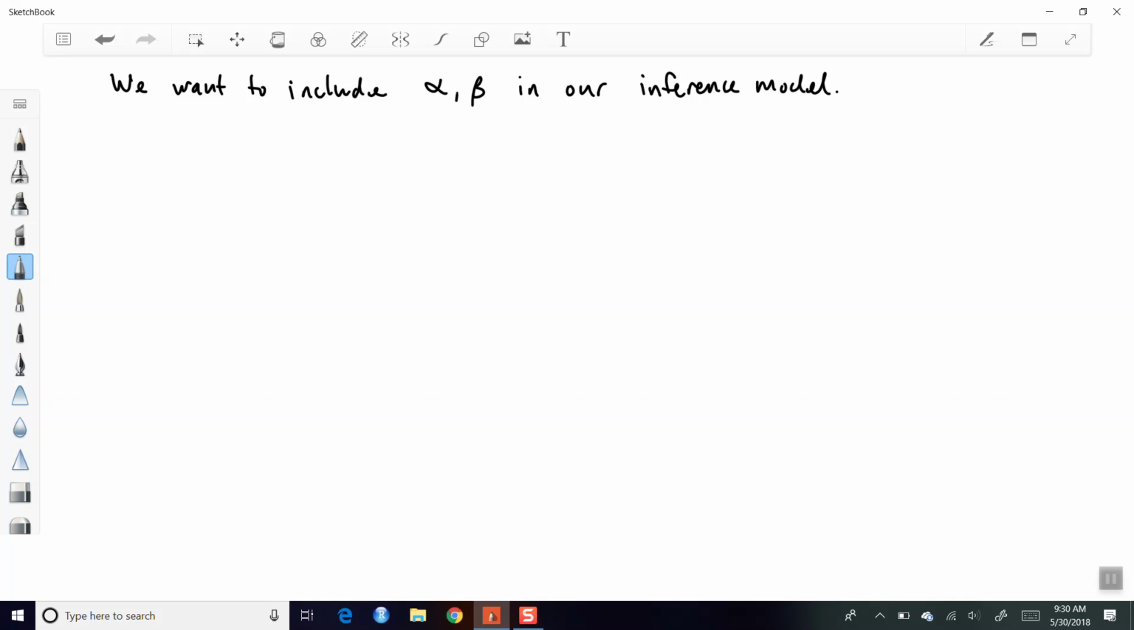Okay, so let me just write our model here. So our model so far is that theta comes from the beta. Okay, we got theta coming from the beta distribution with alpha and beta, and then y coming from Bernoulli theta.